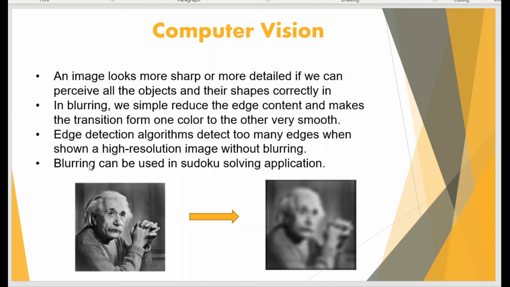In blurring, we reduce the edge content and make the transition from one color to another a lot smoother. One of the projects we are going to do is a Sudoku solver, and in that project we are going to use this technique to detect the edges. Blurring also helps reduce noise in the image, and we will be doing that in the practical session of blurring and smoothing. Now let's talk about the math behind blurring and smoothing.